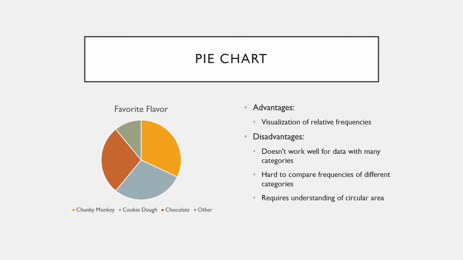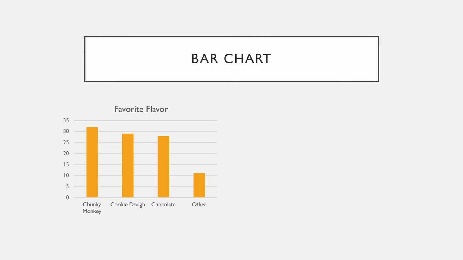It's also hard to compare the frequencies of different categories. If I look at this chart here, I can very clearly see that this slice of Chunky Monkey is a lot bigger than the other slice. So I can compare that, but it's pretty hard for me to compare Chunky Monkey versus cookie dough versus chocolate. It's hard for me to tell which one of those is bigger. Which, going into the next example, a bar chart, you see here we have a lot better ability to compare these categories and see which one is bigger than the other.